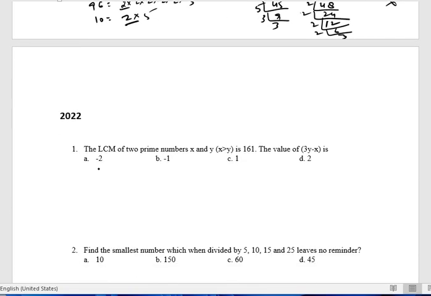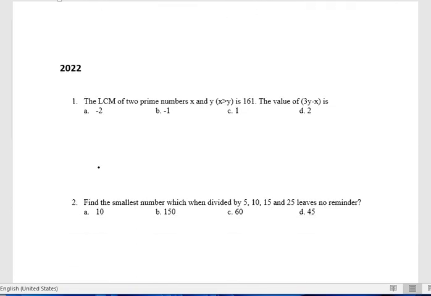Let's move to the next. Now these questions are of 2022. The LCM of two prime numbers x and y, where x is greater than y, is 161. The value of 3y minus x is what? So what we have to do? It is given that x into y is 161. X is greater than y. It means what?